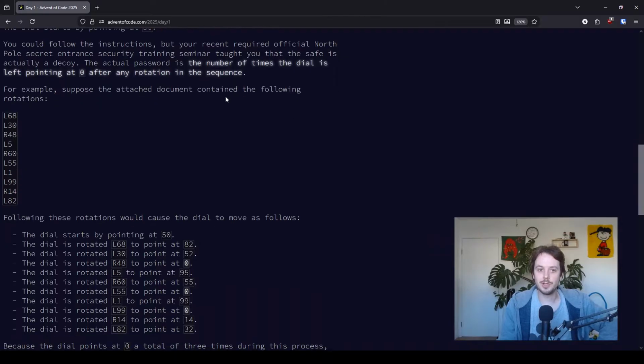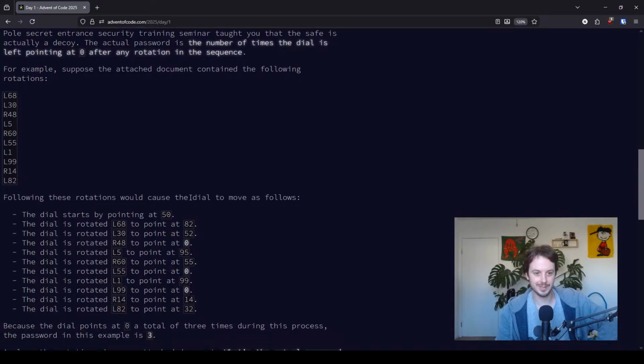And so for the first part of the problem, we're basically just trying to see, after doing this set of operations where I'm turning it left a certain amount, turning it right a certain amount, how many times is it going to be pointing at zero at the end of an operation?